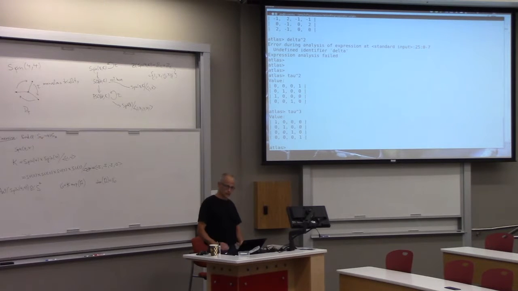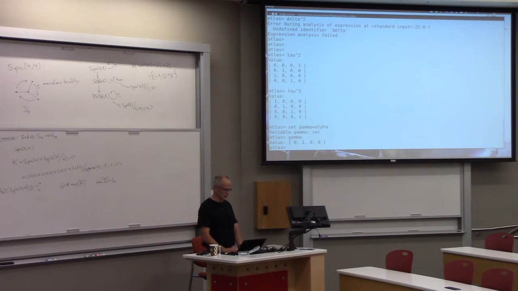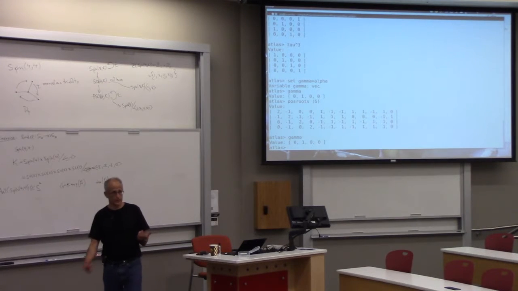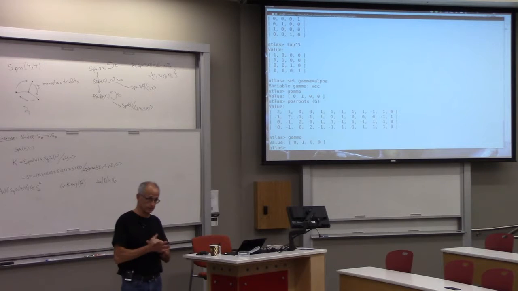Okay, all right, so, oh yeah, so I'm going to set gamma equal to alpha. What's alpha? Highest root, I guess. Oh yeah, positive roots of G. Yeah, that's entertaining, the highest root is this. So gamma is the highest root, and we're interested in representations with infinitesimal character gamma.